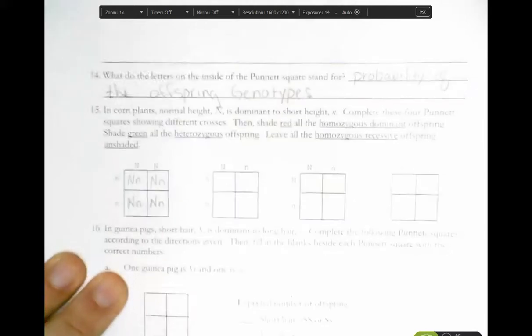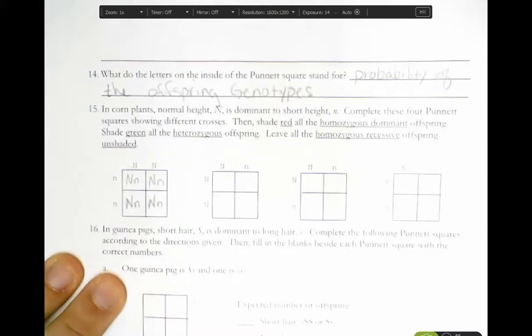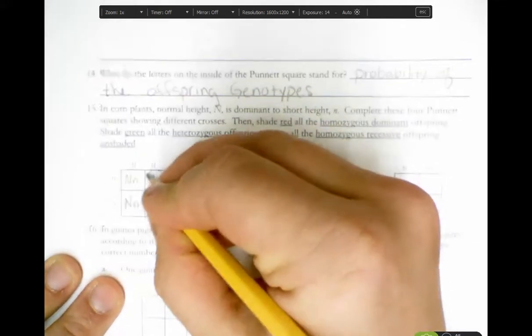And it says we're going to shade all of the homozygous dominant offspring. Do we have any homozygous dominant offspring in this case? No, we don't have any in this Punnett square. And it says we're going to circle all the heterozygous offspring. Do we have any heterozygous offspring? Yes. How many of them? All of them. So we're going to circle all 4 of them.